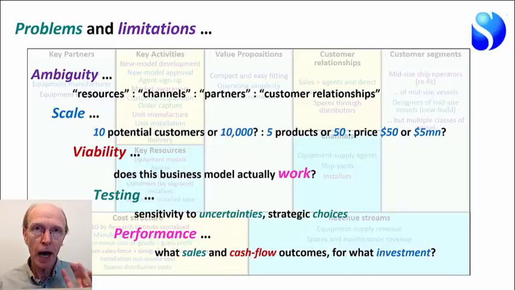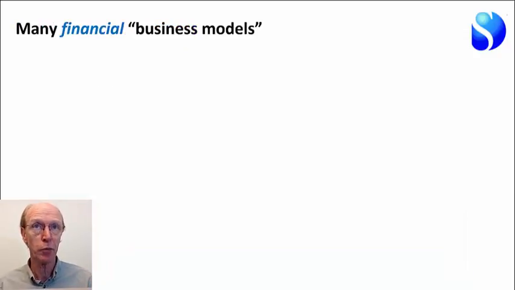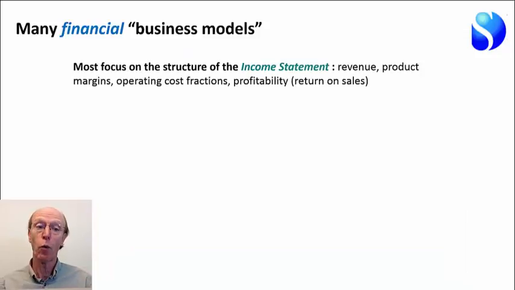Now, there is a category of business models that does go just a small way to answering some of these problems, but even that's limited, as I'll show you, and those are financial business models. If you search the web for financial business models, you'll find quite a few examples of these. And as the name implies, most of these focus on the structure of the income statement: what's going to happen to revenue, to product margins, operating cost fractions, profitability, return on sales, return on capital, those kinds of numbers.